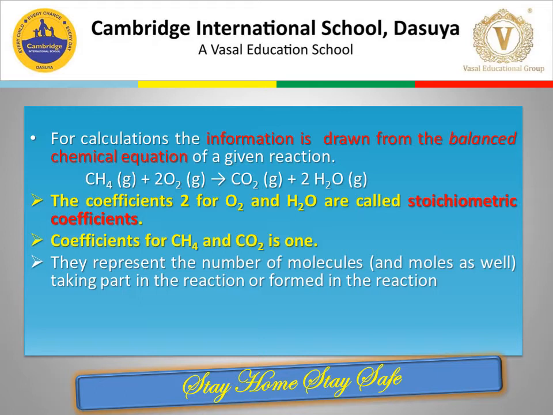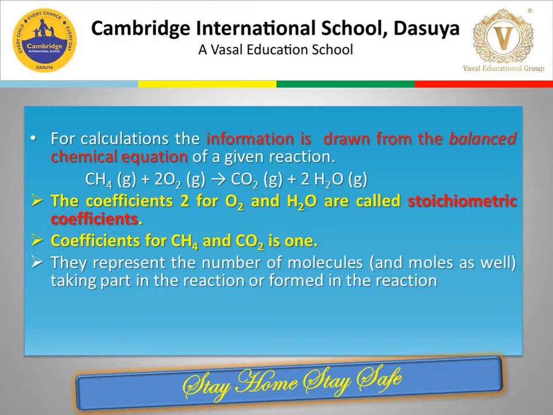For the stoichiometric calculations, whatever information we require, we get it from the balanced chemical equation. Here we have taken the example of combustion of methane, and the reaction is written as: methane burns in air or oxygen to give carbon dioxide and water vapor. This reaction we are already aware of. We have already done this type of reaction in grade 10th also. So we are taking the example of that only. Methane is CH4. It burns in air or oxygen O2 to give CO2 plus H2O.